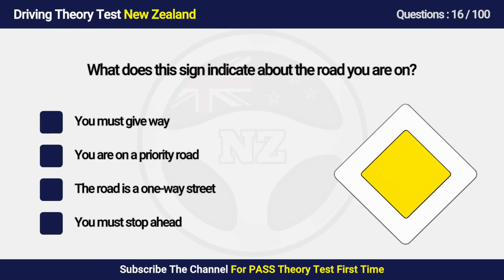A. You must give way. B. You are on a priority road. C. The road is a one-way street. D. You must stop ahead.